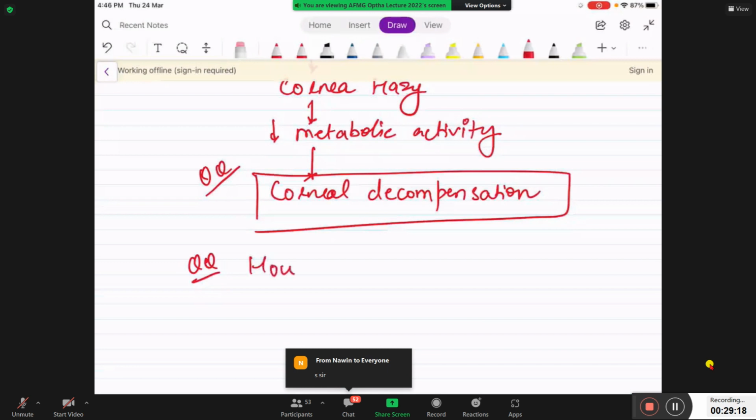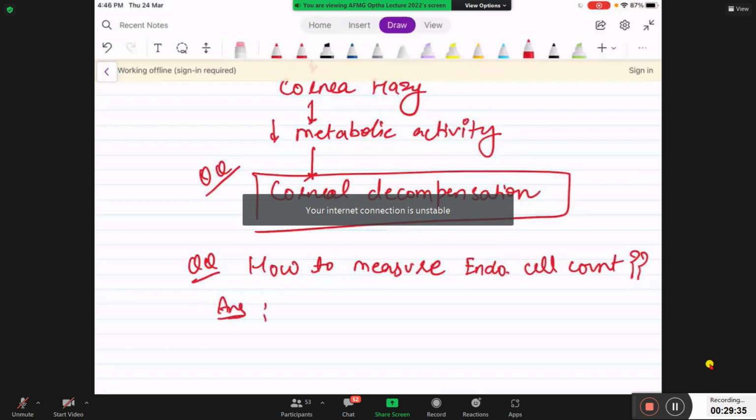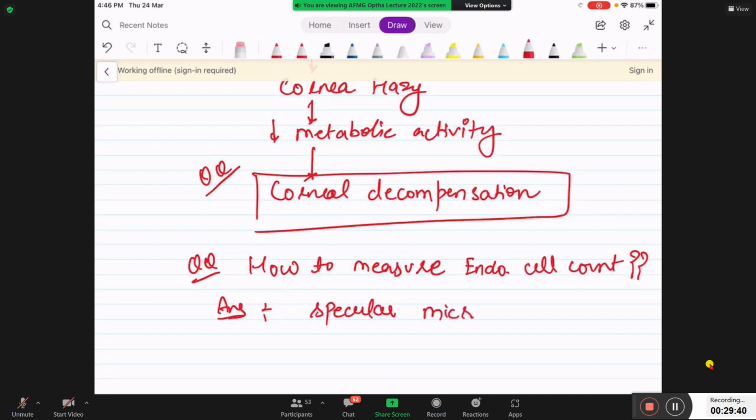Write down the question: how to measure endothelial cell count? There is an instrument to measure the endothelial cell count, and the answer is specular microscopy. So with the help of specular microscopy, we measure the endothelial cell count. Okay. So let us try to understand the clinical importance of this specular microscopy.